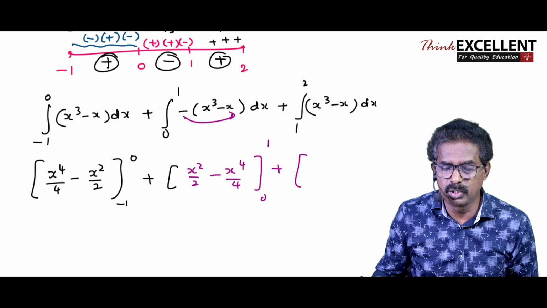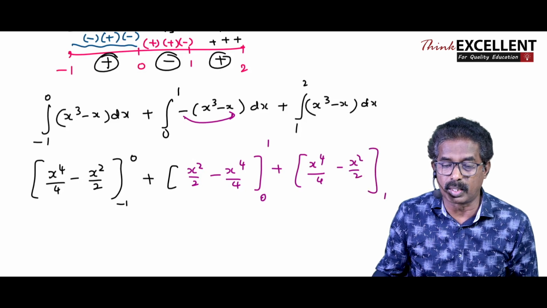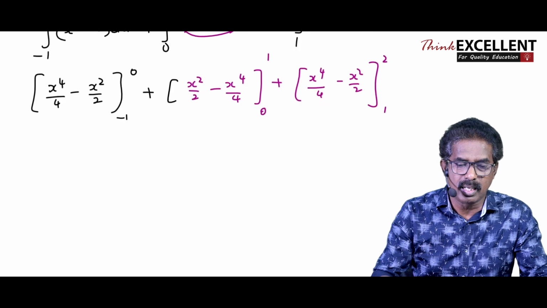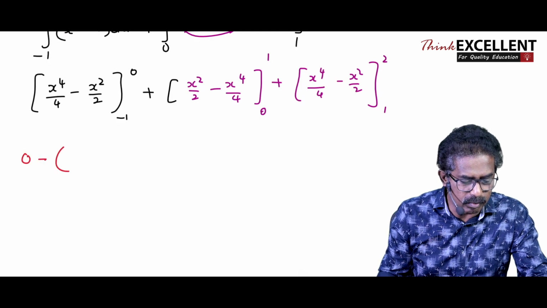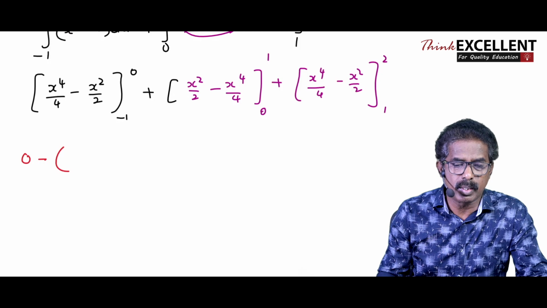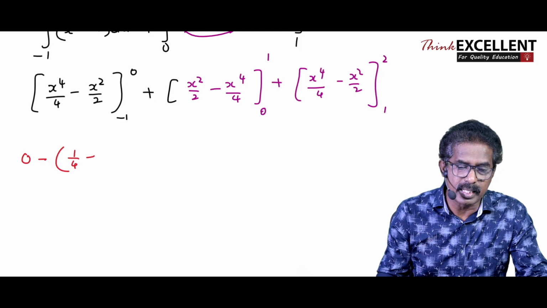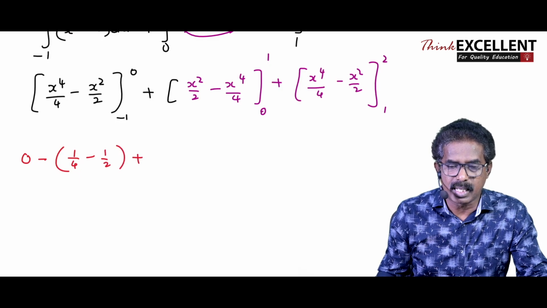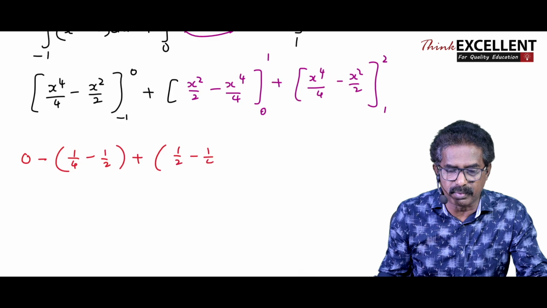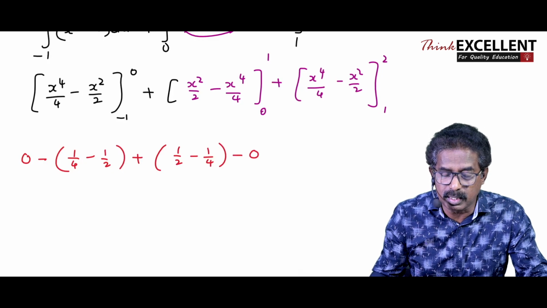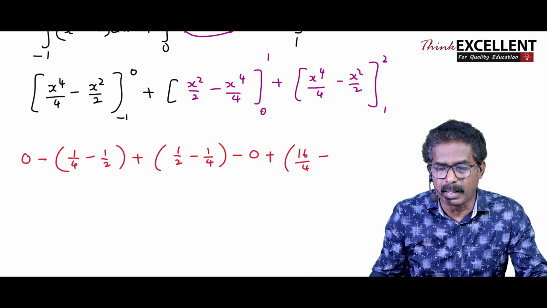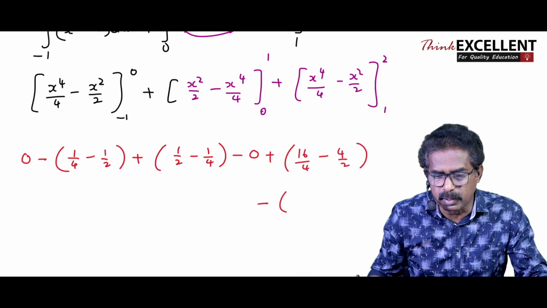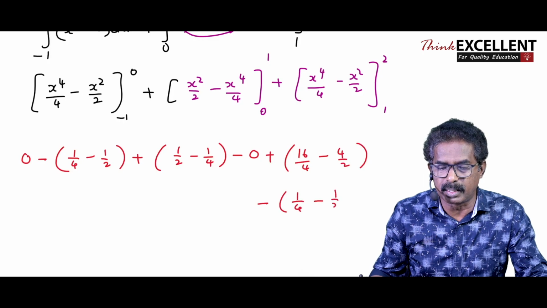And the last one, x cube integrates to x raised to 4 by 4 minus x square by 2, limit 1 to 2. Now see how to do the calculation part. First give the upper limit 0, everything becomes 0. Then put a minus and give -1. -1 raised to 4 gives 1/4, minus -1 square gives 1/2. Plus, in the next, giving 1 first gives 1/2 minus 1/4, and giving 0 makes it fully 0. In the last one there are 2 terms. Giving 2 first: 2 raised to 4 is 16/4, minus 2 square is 4/2. Then put a minus and give the lower limit 1: 1/4 minus 1/2.